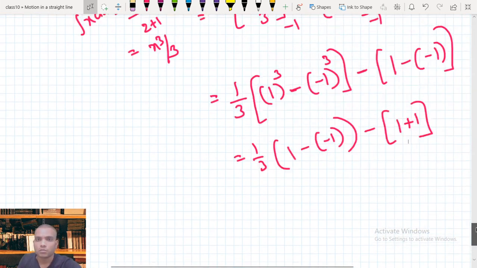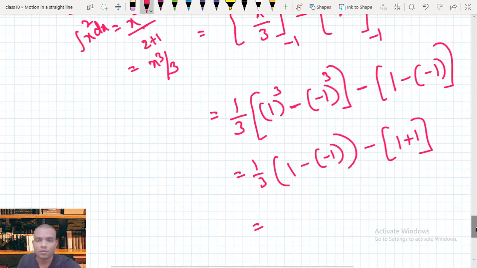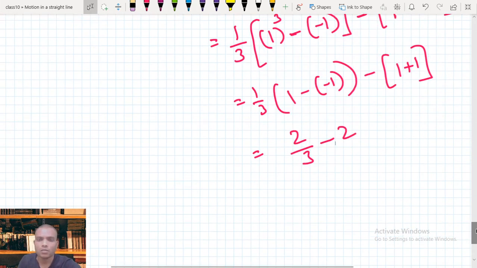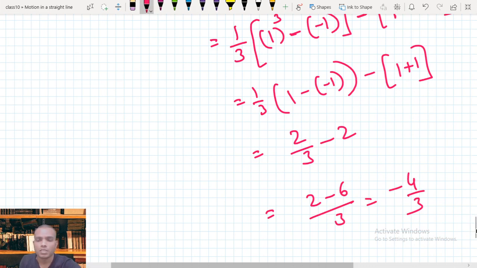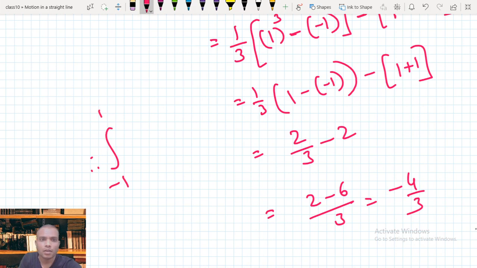So after that, for the simplification, this value gives me 2 upon 3 minus 2. Now take the LCM and do the further simplification. So 2 minus 6 upon 3, which equals minus 4 upon 3. So this is the final value. Therefore, the integral from minus 1 to 1 of x square minus 1 dx, its value equals how much? Minus 4 upon 3.